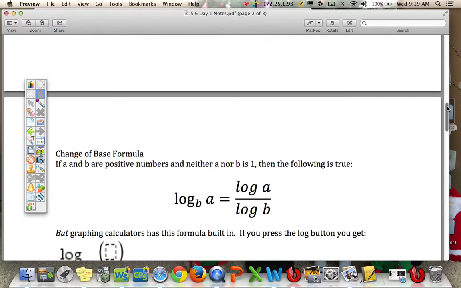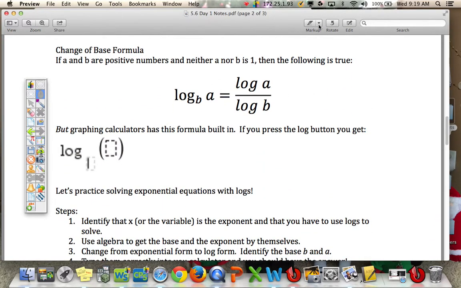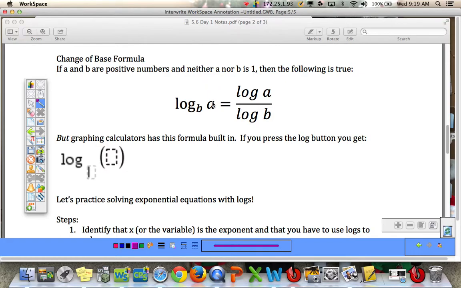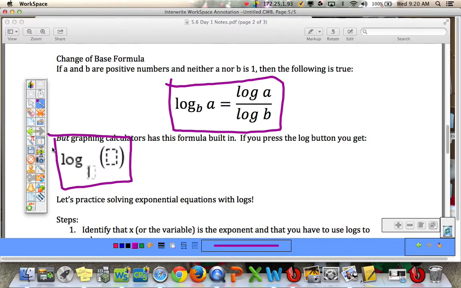Alright, so how does that help us? In our calculators, if you have an Inspire, we're going to type it in this way. But if you have your phone or some other calculator, scientific or a regular graphing calculator, when you type in a log, here's how you're going to solve it. So we'll practice going over that. If you have your graphing calculator, it's really easy. Here's how we're going to do it in class.